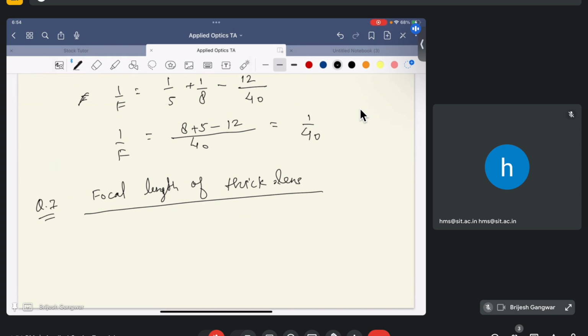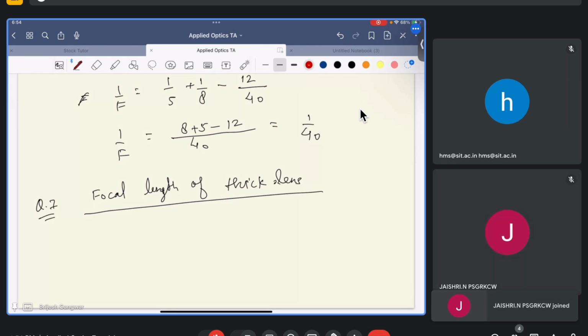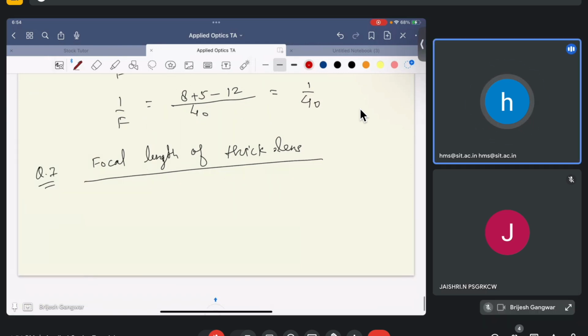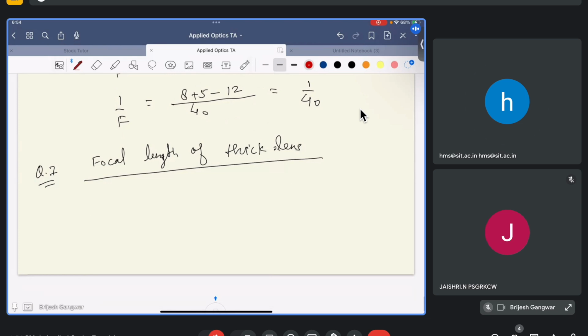So the question is, what is the focal length of a thick lens? We derived it with the transfer matrix in the last tutorial class. Can you find this, or do I have to solve it? I know this, it is solved. Okay.